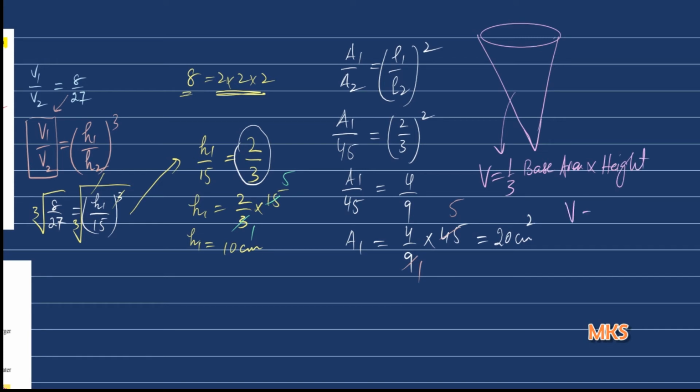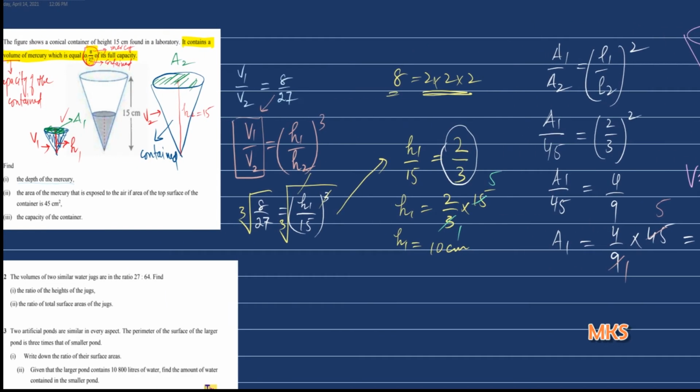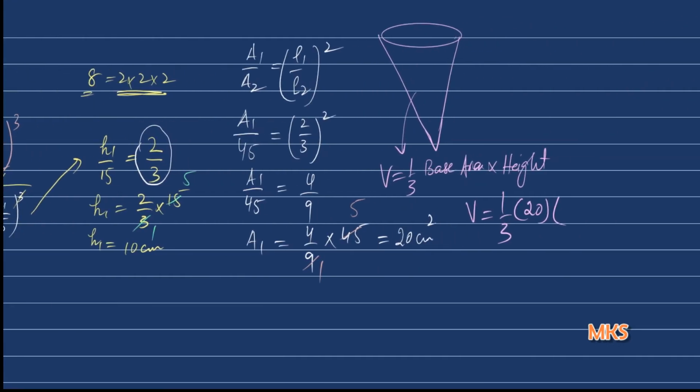So volume of the cone will be 1 over 3 times the base area we have just calculated, and the height is 15, given in the question. 3 fives are 15, so 100 centimeter cube.